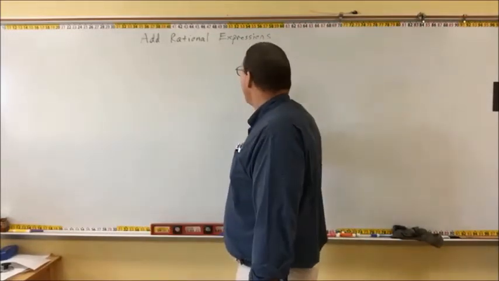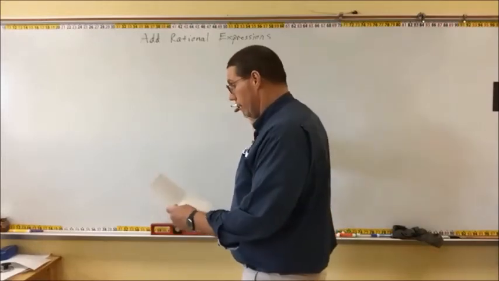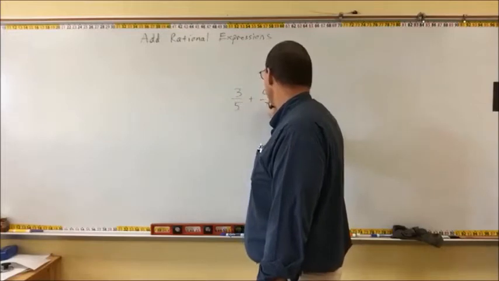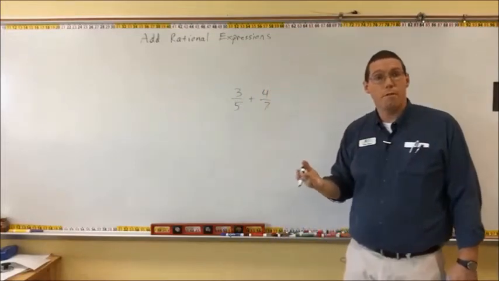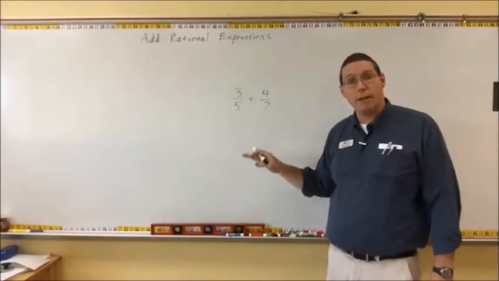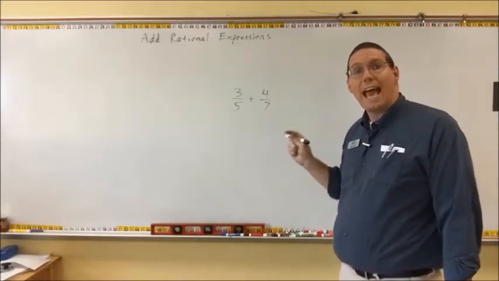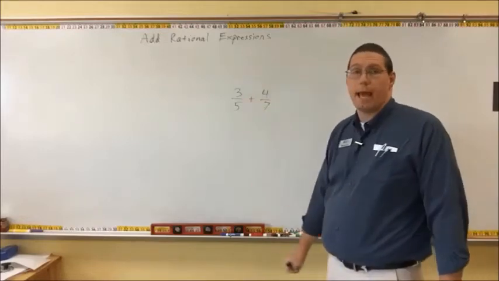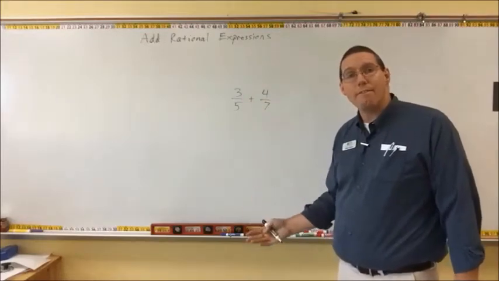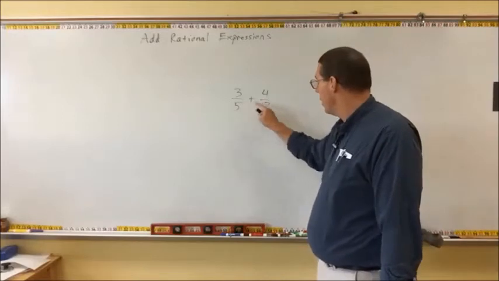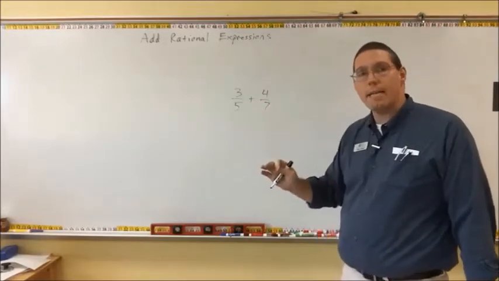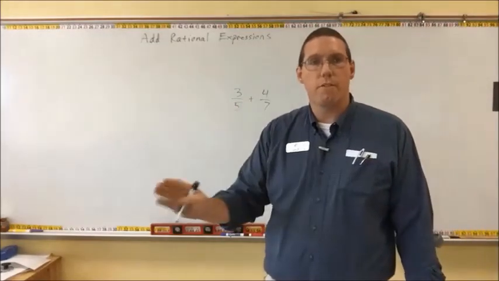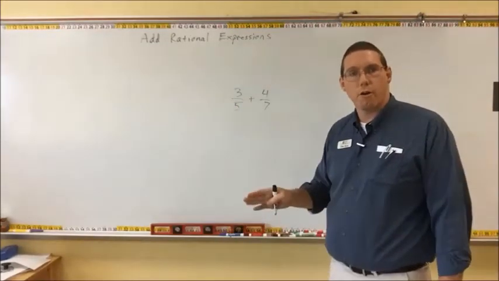Well, let's add fractions real quick so that we can remember how to do this. What if I gave you 3/5 plus 4/7? Do you remember from 4th grade, 5th grade, whatever, how to add these together? In this form they cannot be added together, because you can only add fractions that have a common denominator. The denominator has to be identical in both terms in order to add them together.